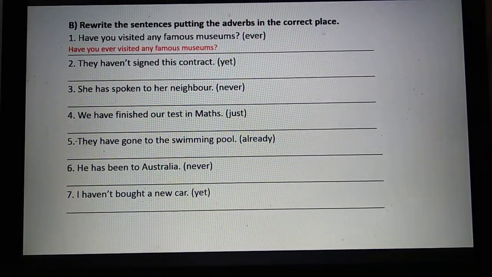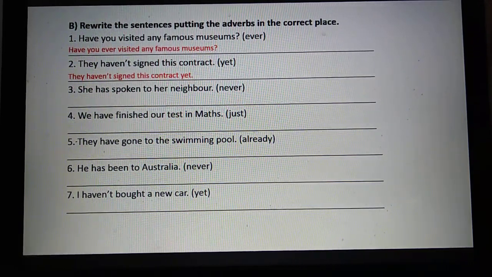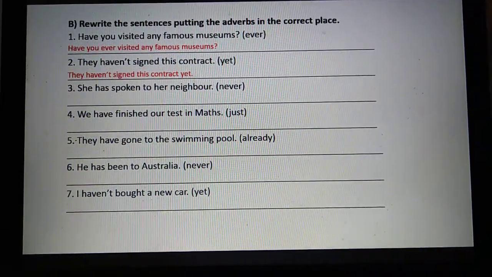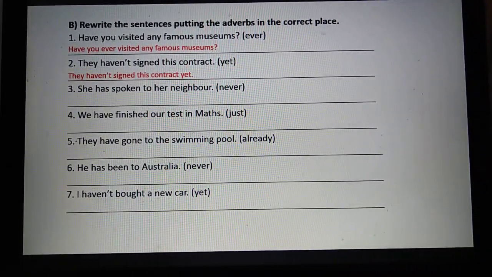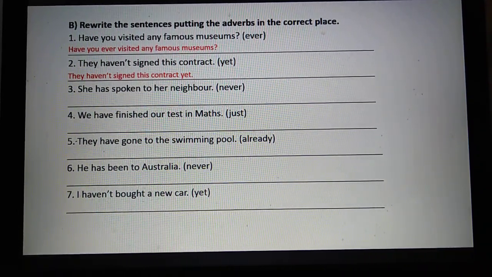They haven't signed this contract. So we're going to say they haven't signed this contract yet. For yet, it's at the end of the sentence. Okay, we cannot say they haven't yet. We can say this: they haven't yet signed this contract, or they haven't signed this contract yet.